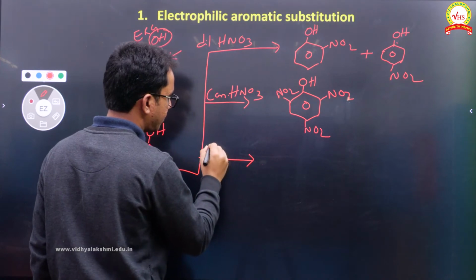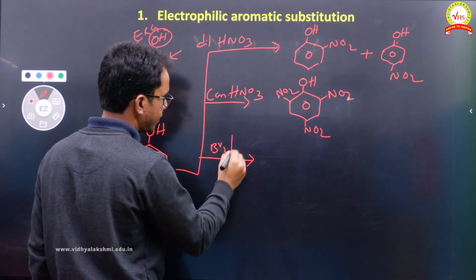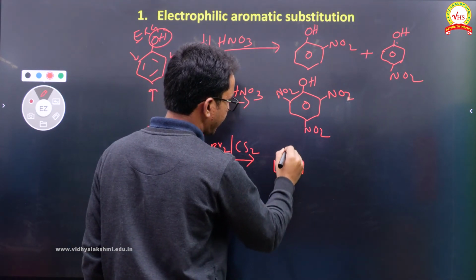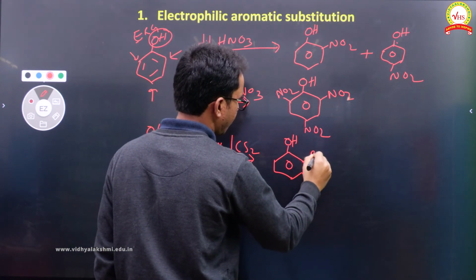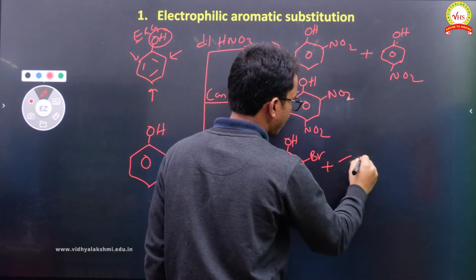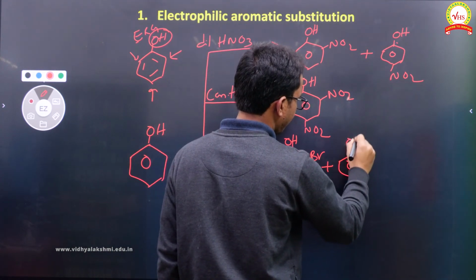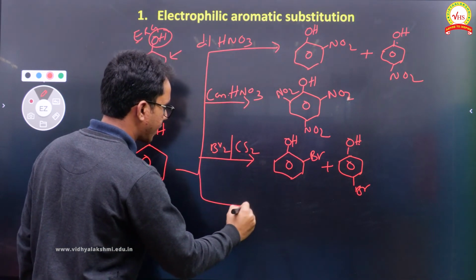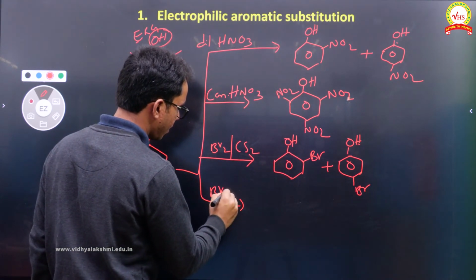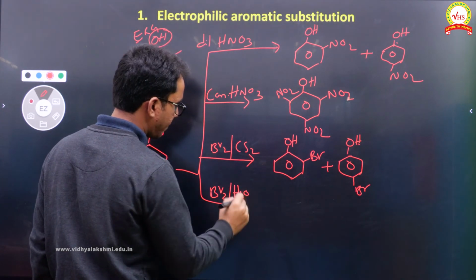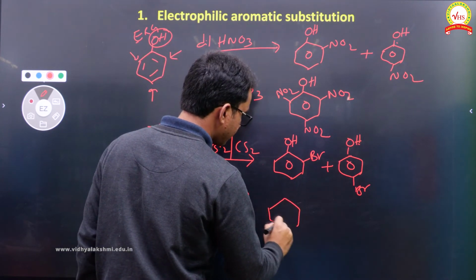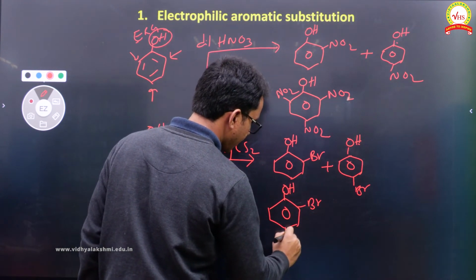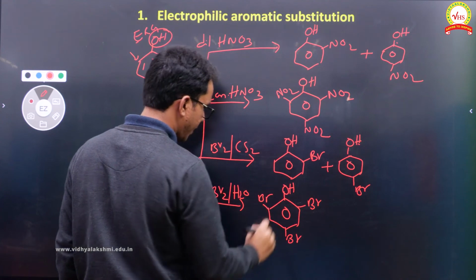If you take just Br2 in a non-polar solvent like CS2, what happens again? Ortho bromophenol and para bromophenol formation takes place. If you take bromine water, Br2 in water, tribromophenol formation takes place, with Br at each position.